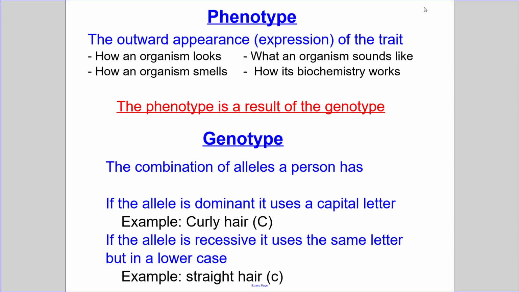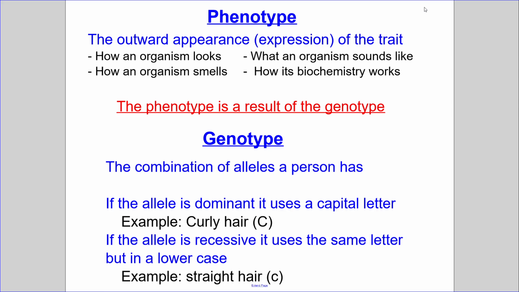All right, so the two big terms for today are going to be phenotype and genotype. They're similar sounding, but there's a pretty good difference between them. A phenotype is the outward appearance or the expression of a trait. It's how an organism looks, how it behaves, how it might smell, how its biochemistry works. The "ph" in phenotype stands for "ph" in physical. It's the physical description of a trait.